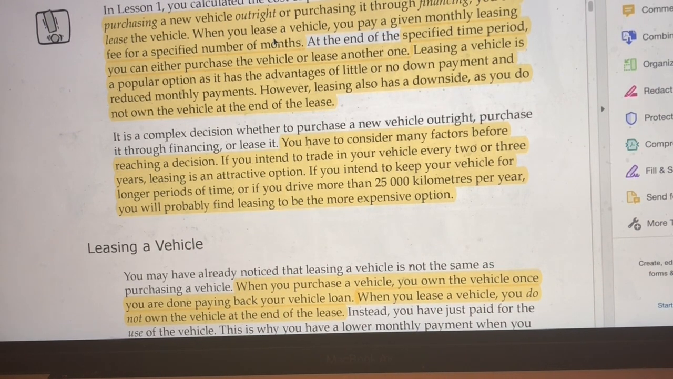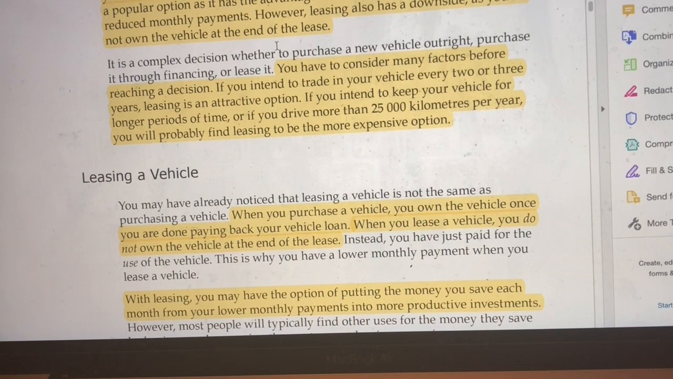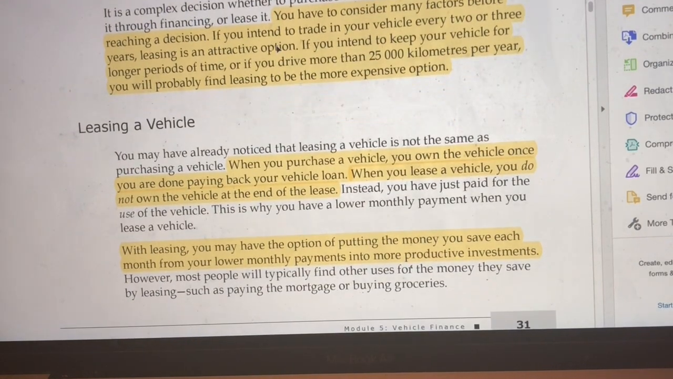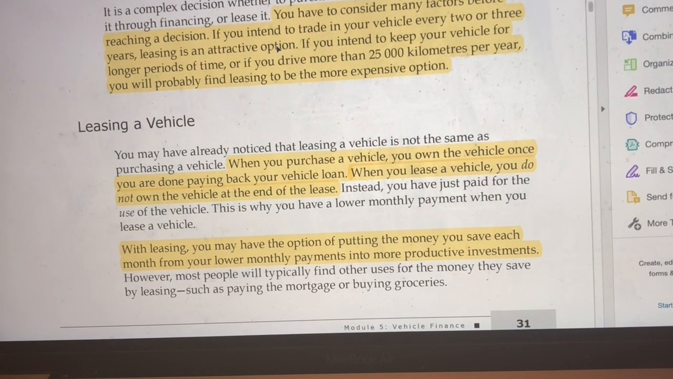So it's almost like you're hopping on a bandwagon. You ride the wave for a little bit. You might not necessarily like the car you're driving anymore, so you just wait till the time expires and then move on. You just lease another one. But you do also have the option to buy at a certain price, depending on the car manufacturer and on the dealership.